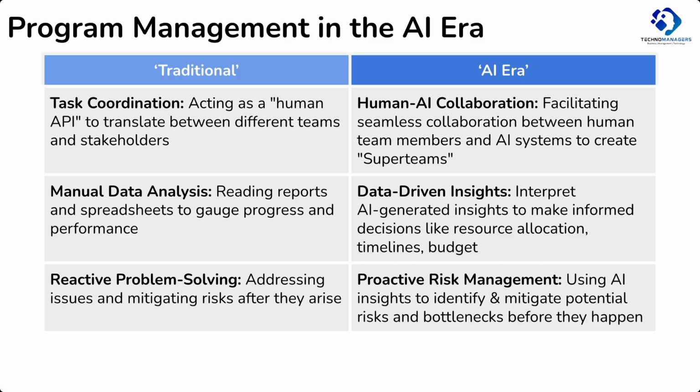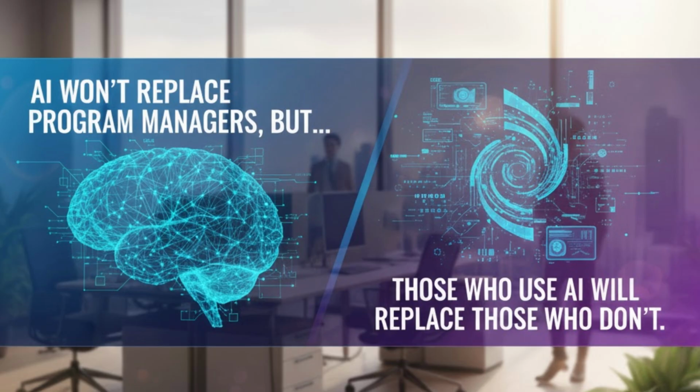So just to put it in a simple way, the old focus was more on manual coordination and later fixing the issues or doing the RCAs. But now, when they are working with AI, they're using data for faster and smarter decisions, and they're getting ahead of the risks before they happen. So this is a shift that's happening. Something you would have heard a lot of people say is that AI won't replace program managers, but those who use AI will replace those who don't, right?